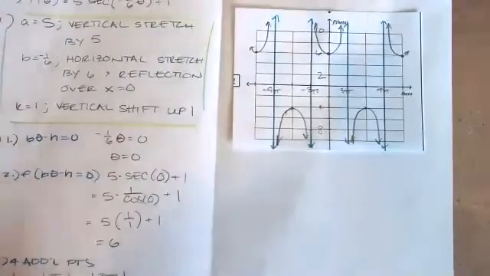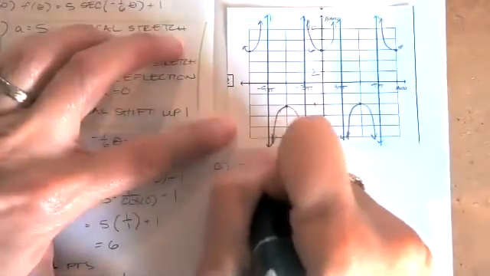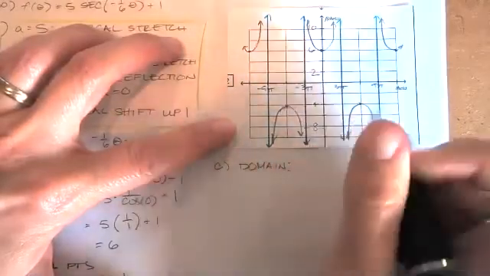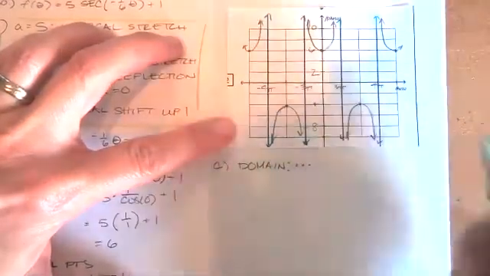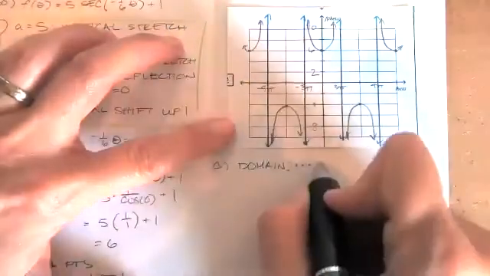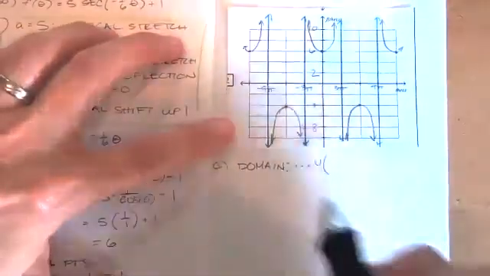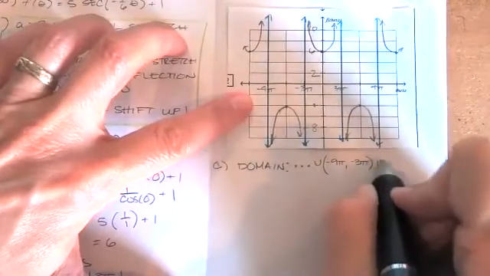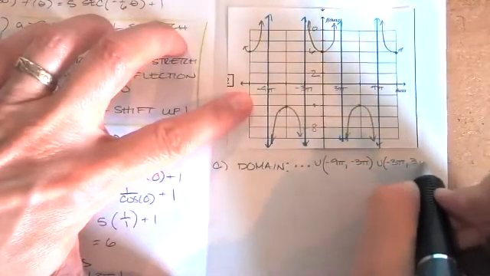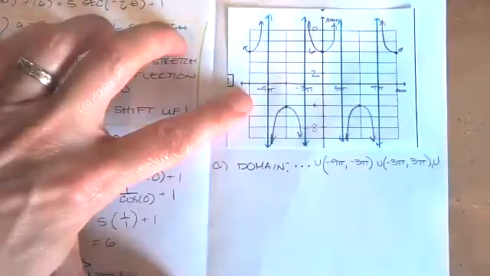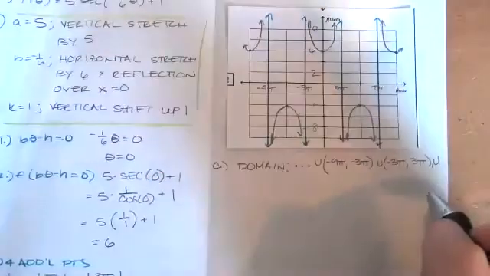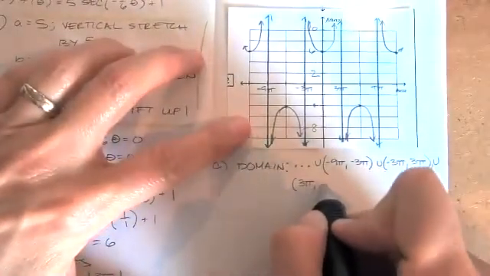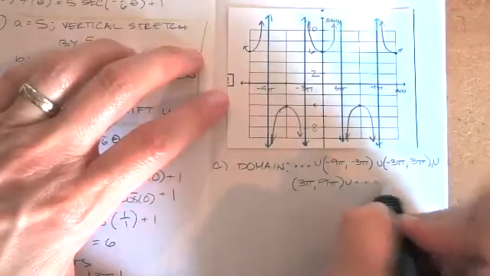So let's stick this down, and then here's our domain and range. So the domain: we've got negative 9 pi to negative 3 pi, union negative 3 pi to positive 3 pi. Whoops, union, not comma, union. And then 3 pi to 9 pi, union dot, dot, dot.